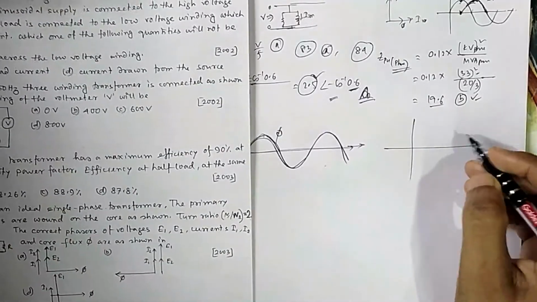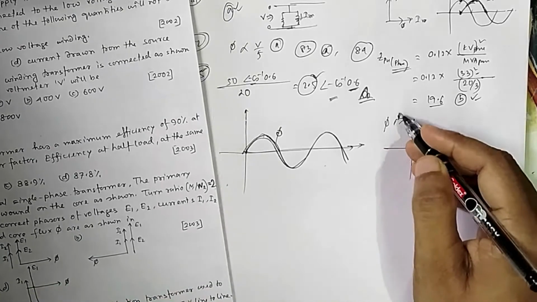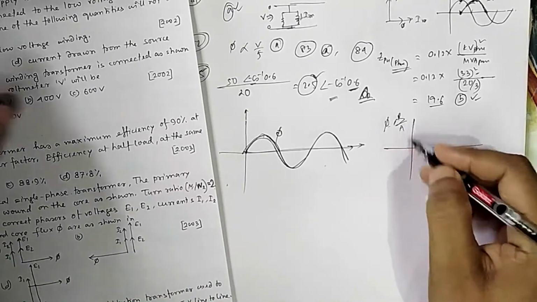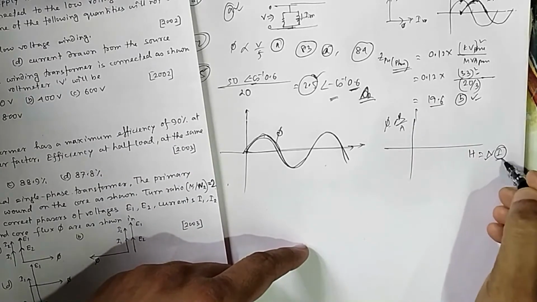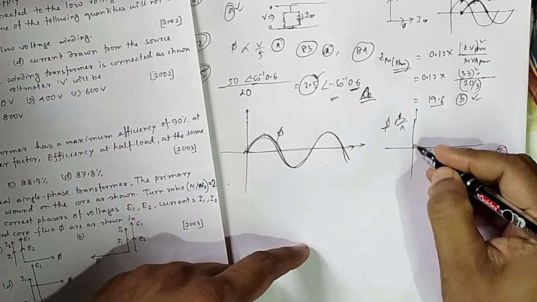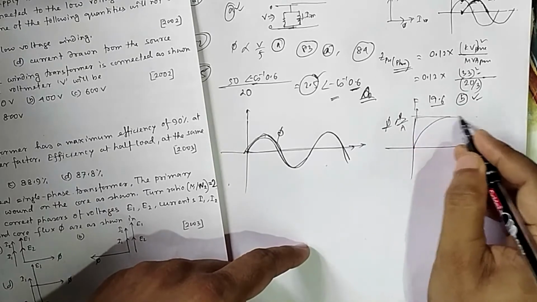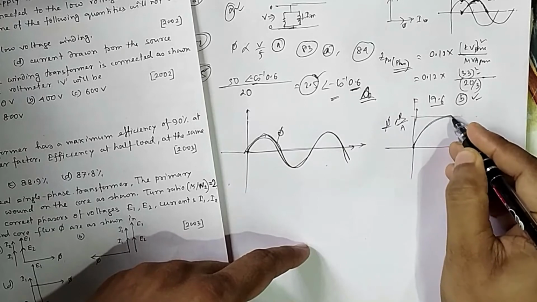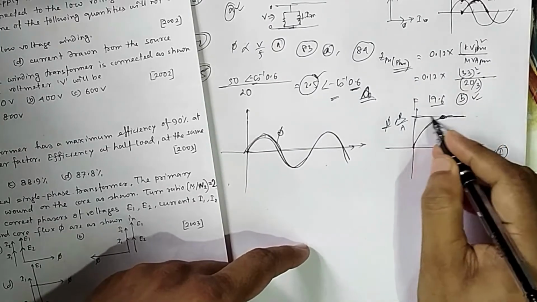Okay, if you see your BH curve, B you can think of as phi, because B is equal to phi by A. So if you divide by A, you get B, and H is equal to Ni. So N is a constant, so you can think of it as a graph of phi and I. So if you increase your I, your phi will increase, but there is a saturation. It is operating at saturation, that is, it is operating in this region. Saturation region means after some time it will get saturated.